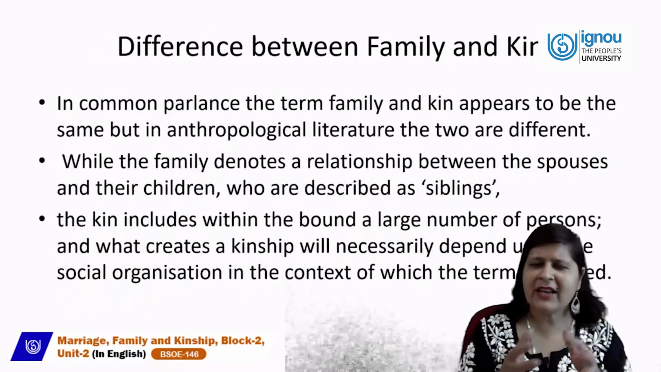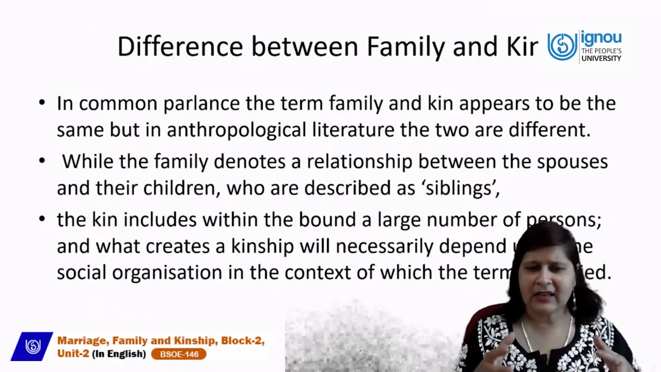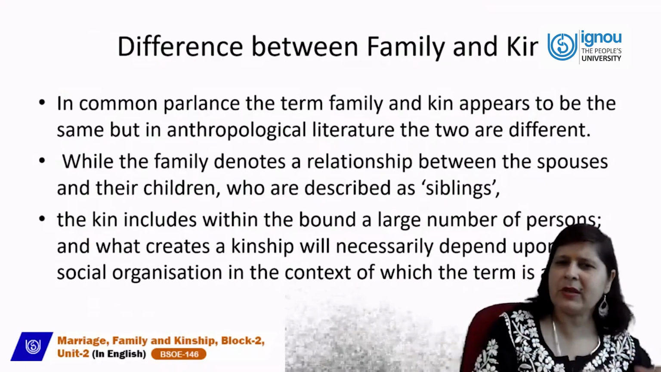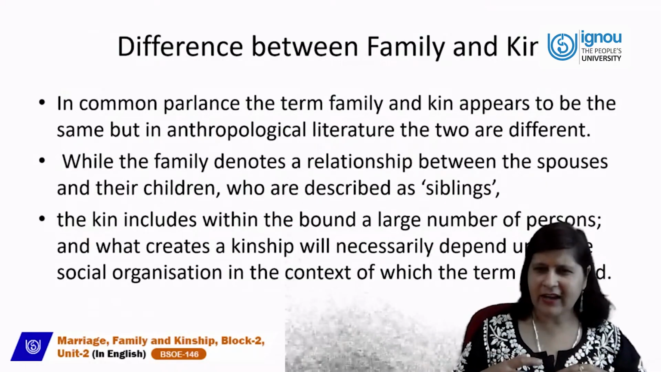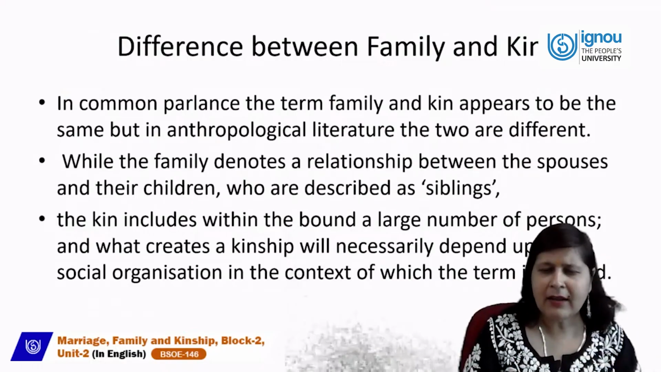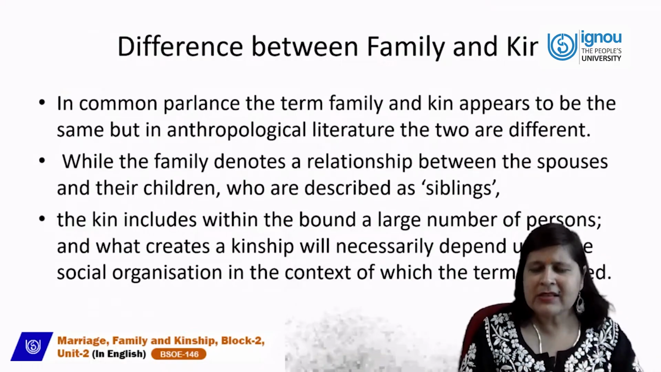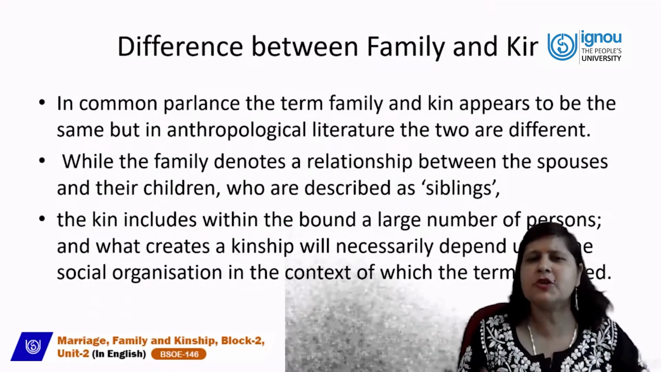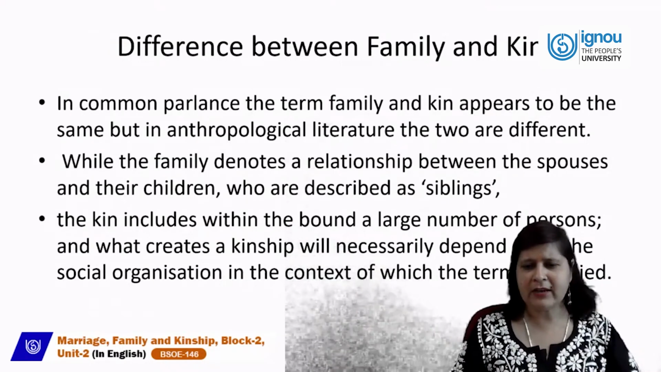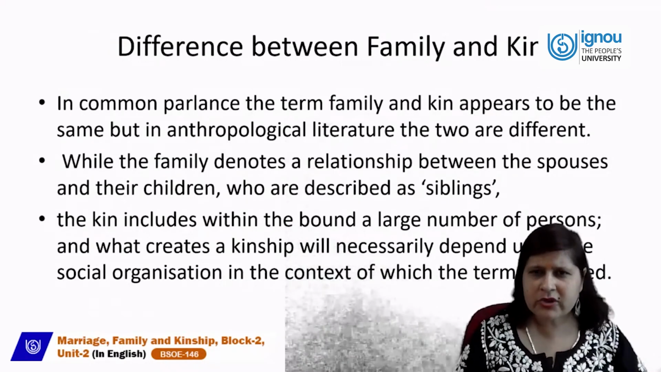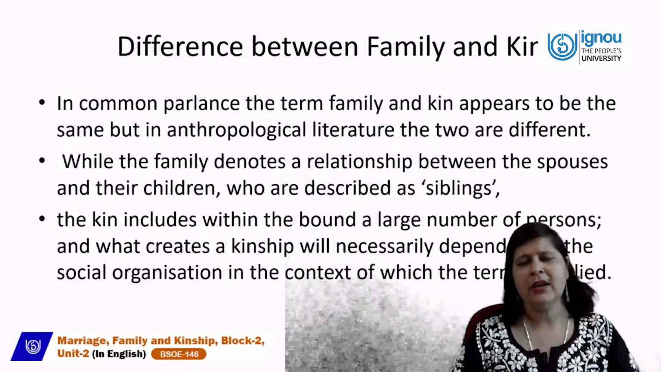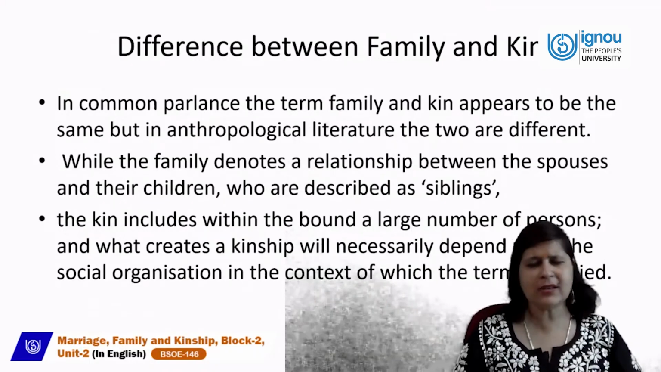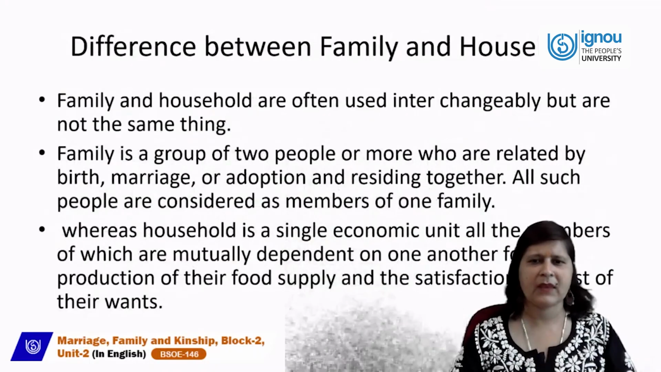So, what is a family? The family denotes a relationship between the spouse and their children. That is the family, and the kin is large. It includes a large number of persons, and that depends on the social structure, right? It depends on the social organization and the social structure in which this term is applied.